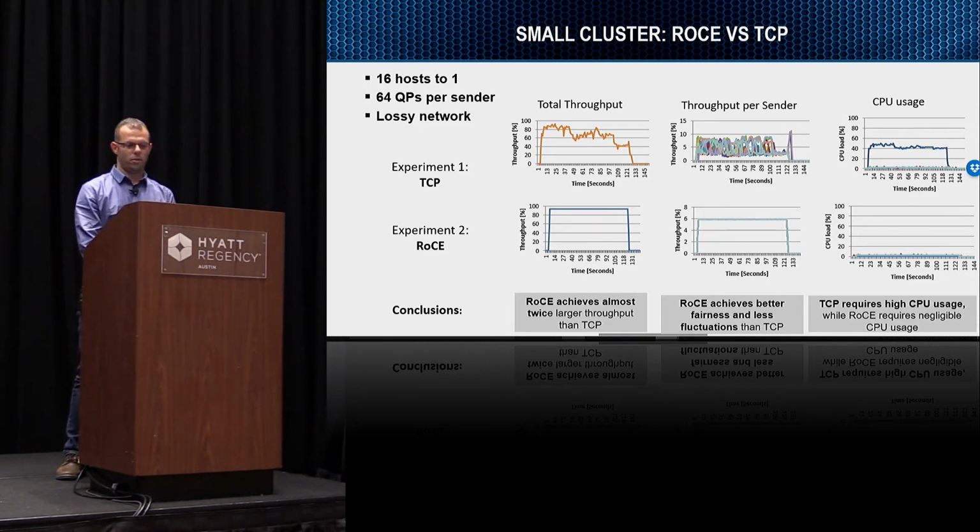The upper graph shows the results for TCP. We can see that total throughput for TCP is not stable, and on average it is around 60% of the total throughput that can be achieved. Also, the throughput per sender fluctuates a lot, and it's less fair, specifically compared to what we achieve with RoCE. And the CPU usage on the receiver node was utilized almost 50% of the time only to handle this communication. Again, with negligible CPU usage on the RoCE side.